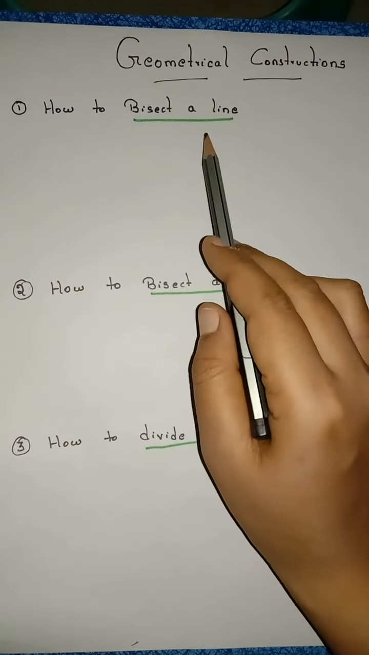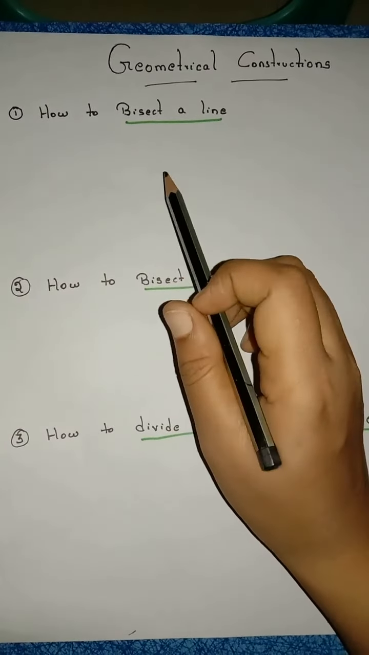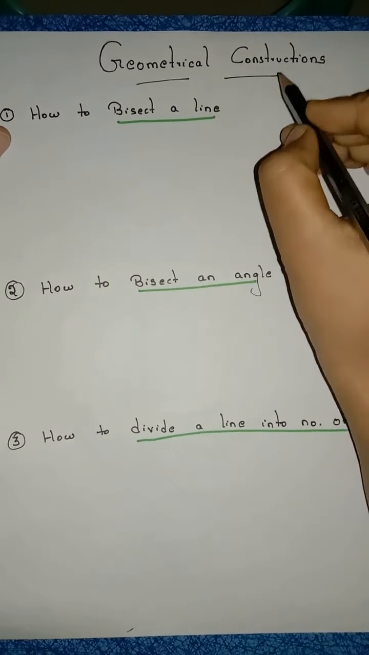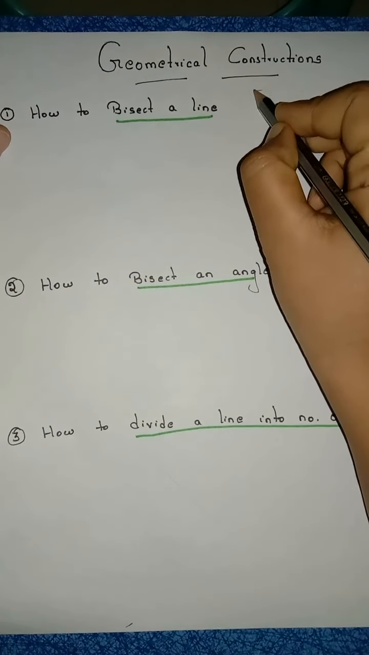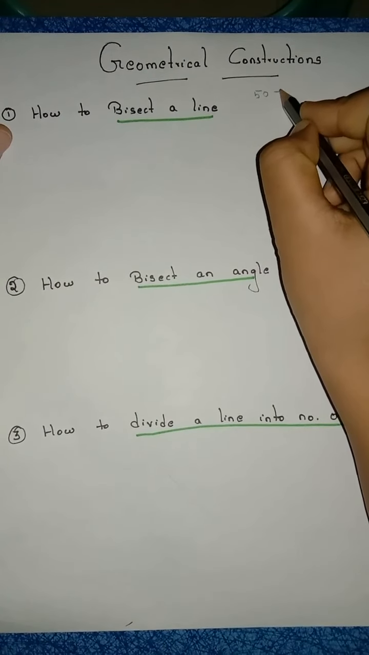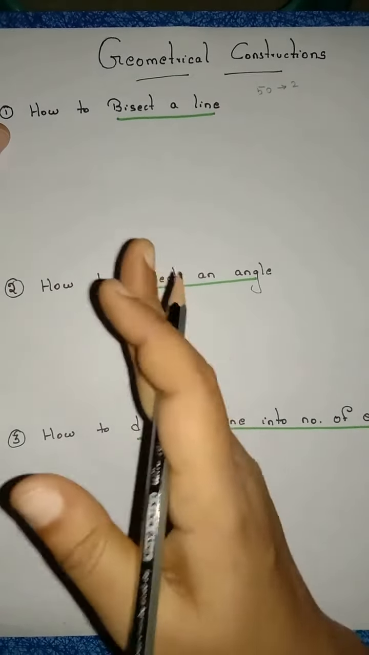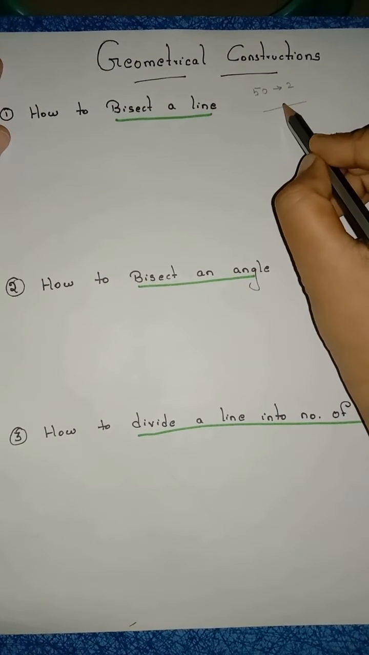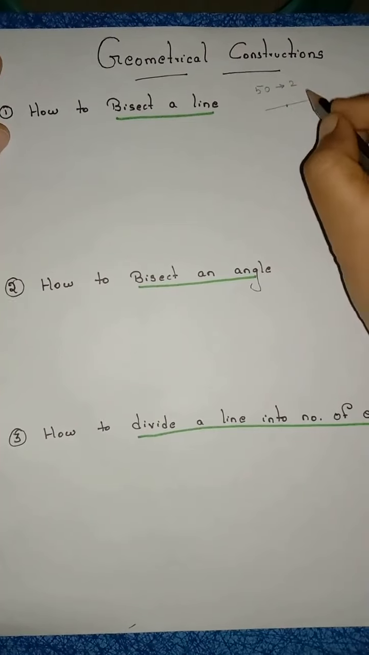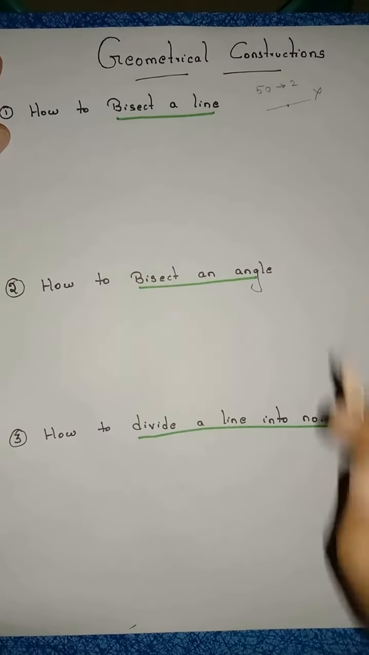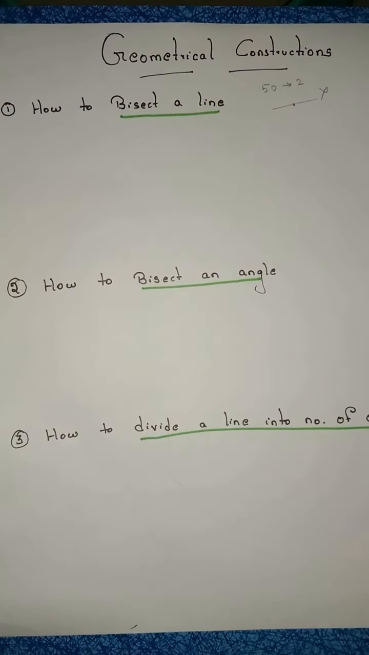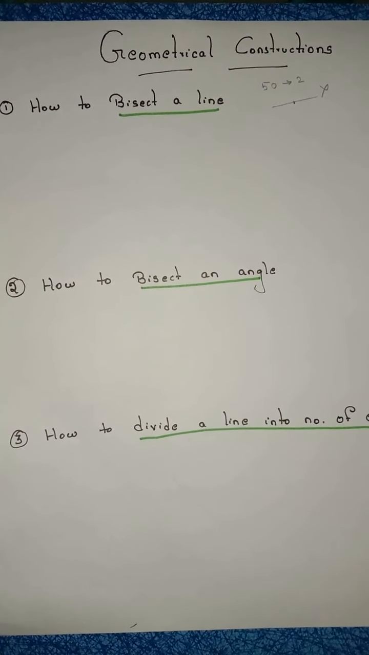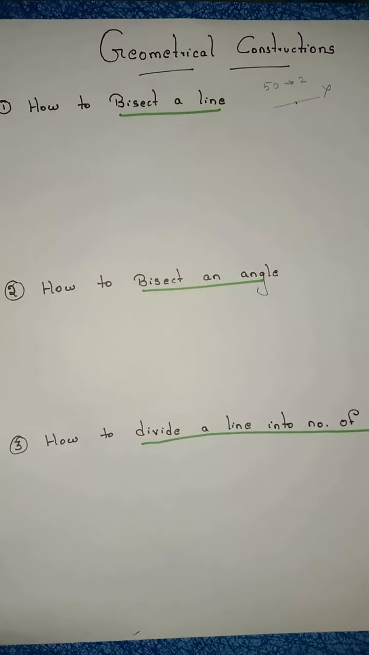The first one is how to bisect a line. Bisecting means dividing a line into two equal parts. I can divide a 50 mm line into two equal parts easily, 25 and 25. Generally we draw a 50 mm line and just mark the midpoint. This method is wrong in engineering graphics. Definitely you have to follow the constructional method to bisect a line.